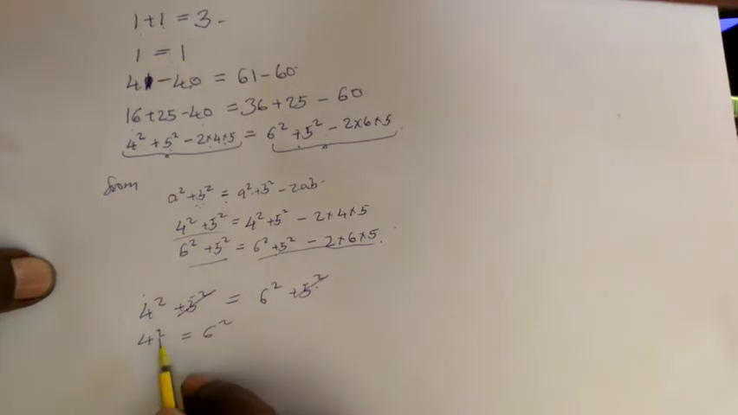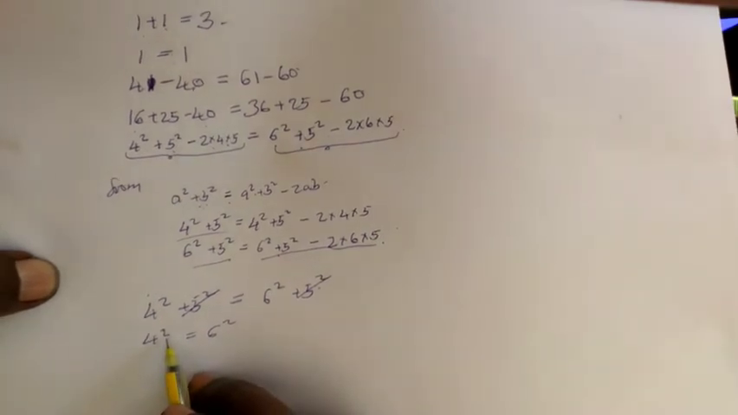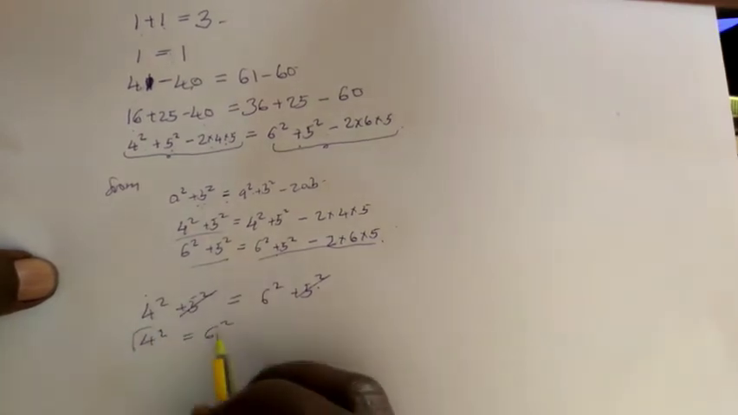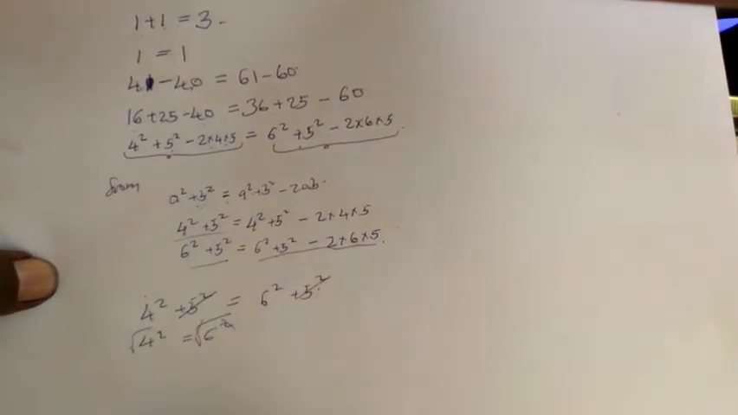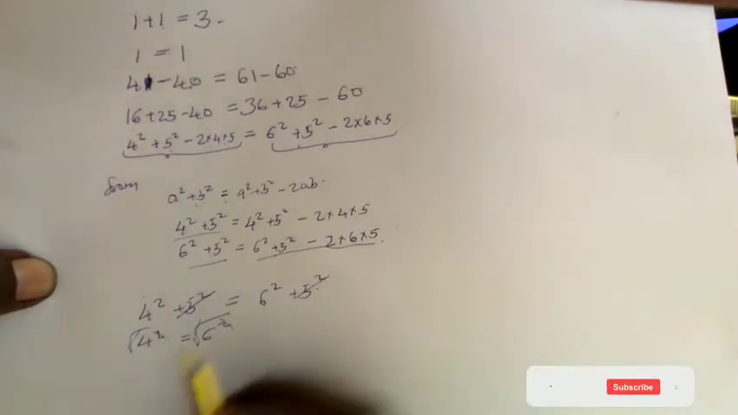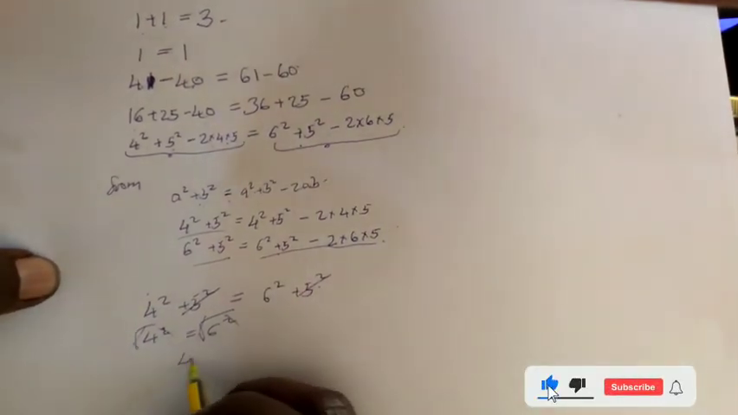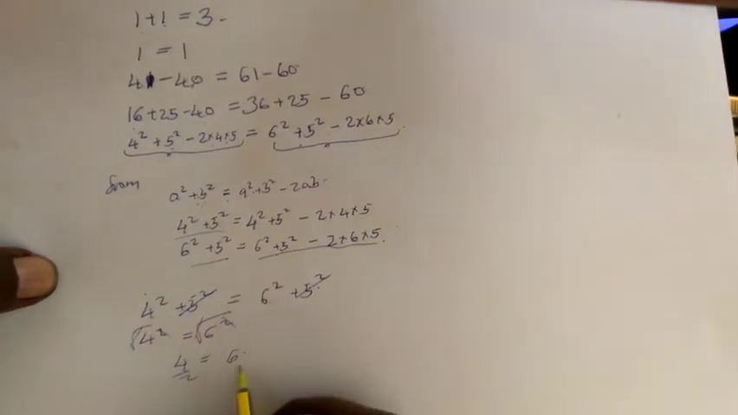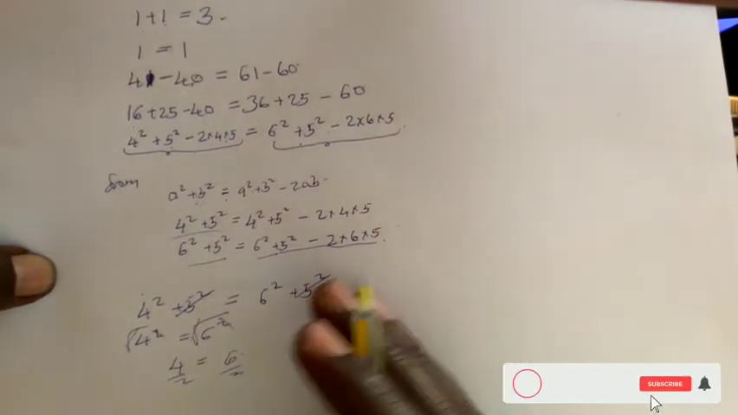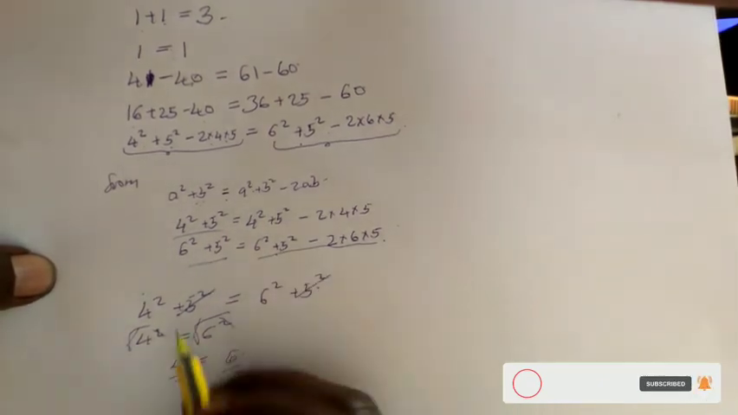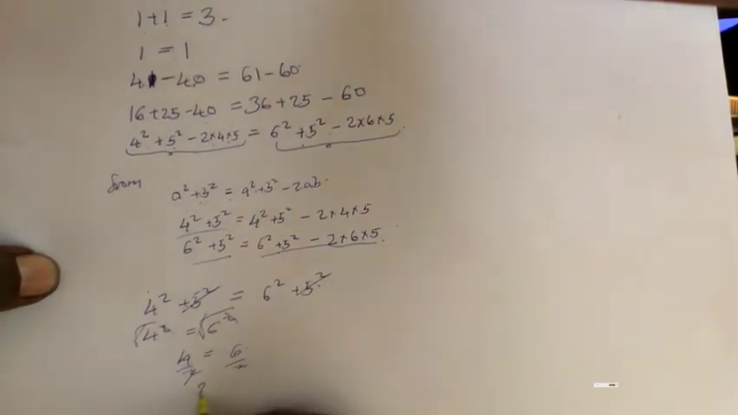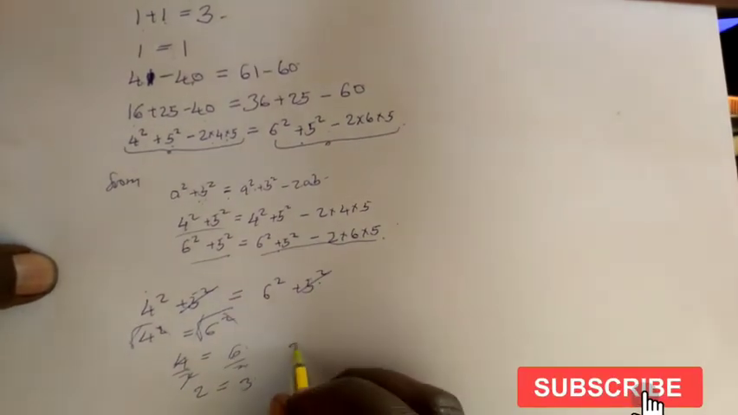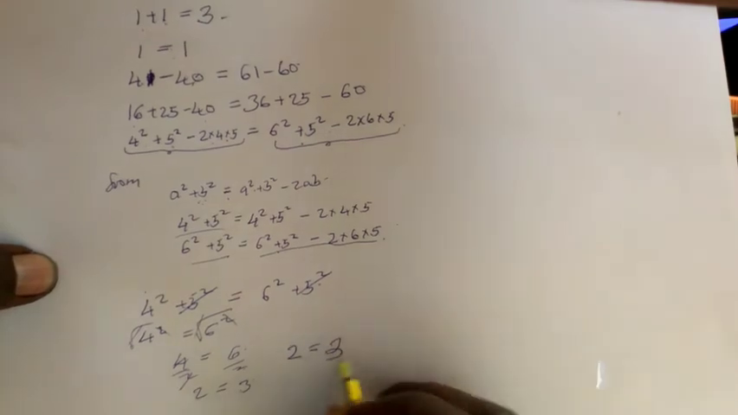Then you remove the squares by taking square roots. The square root cancels with this one and this one. After they are cancelled, you get 4 equal to 6. Then you can divide both sides by 2 without changing the balance of the equation. Here you get 2 and here you get 3. Now this shows that 2 is equal to 3.